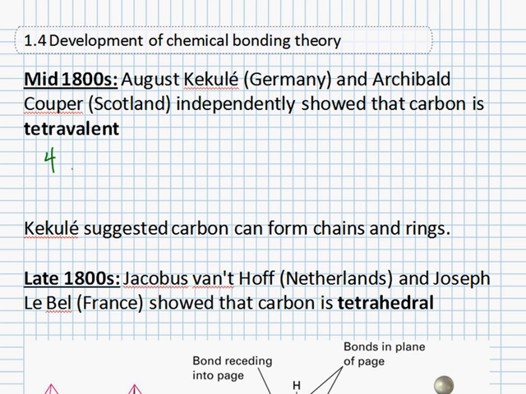Okay? 4 valence electrons, just like we said before. 4 valence electrons makes 4 covalent bonds. And they showed that by pretty clever means of their time, determining how many hydrogens can be joining with carbons and so on, by careful measurements of masses and determining of molecular formulas. So Kekulé went beyond that to suggest that carbon can form chains and can form rings.